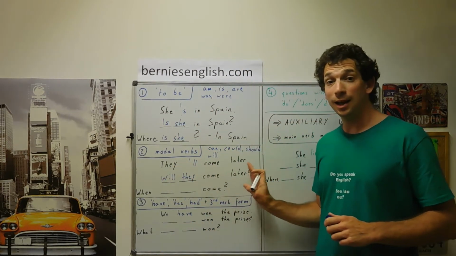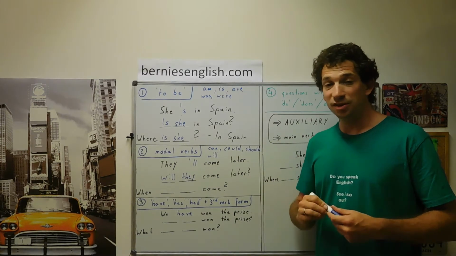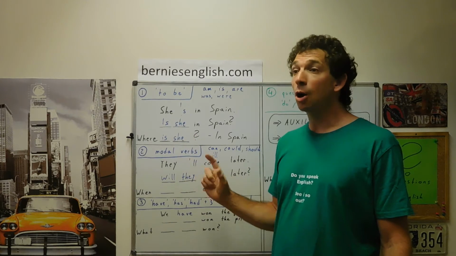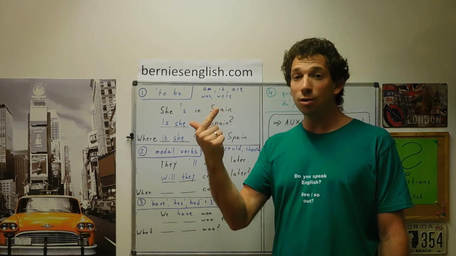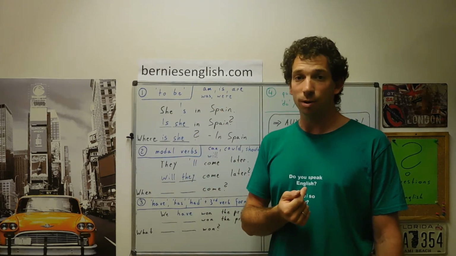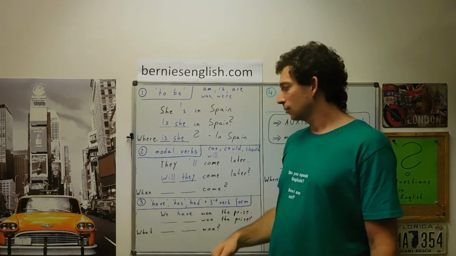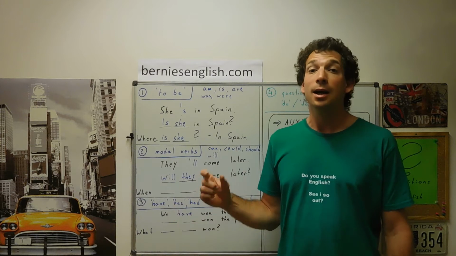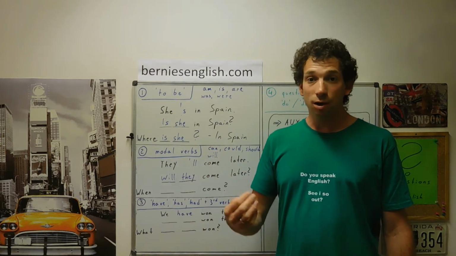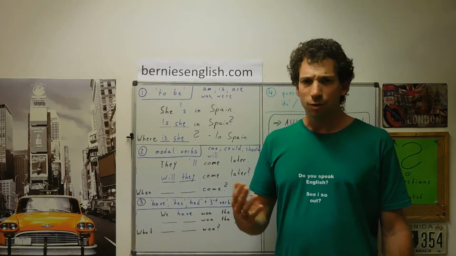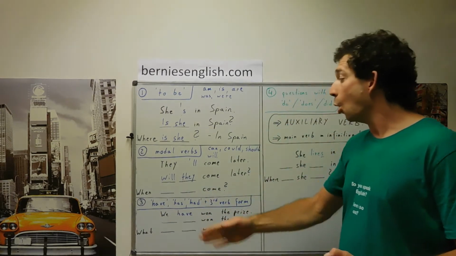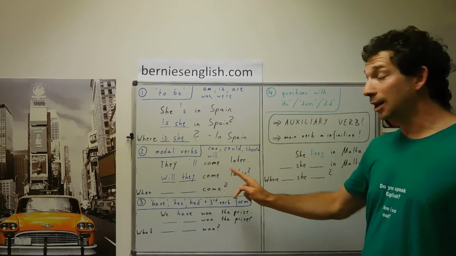Will they come later? You see, as with the verb to be, all we need to do is turn around the subject and the verb. Of course, again, we can also ask a question using a question word, an interrogative pronoun, if we want to know more information. For instance, when will they come?